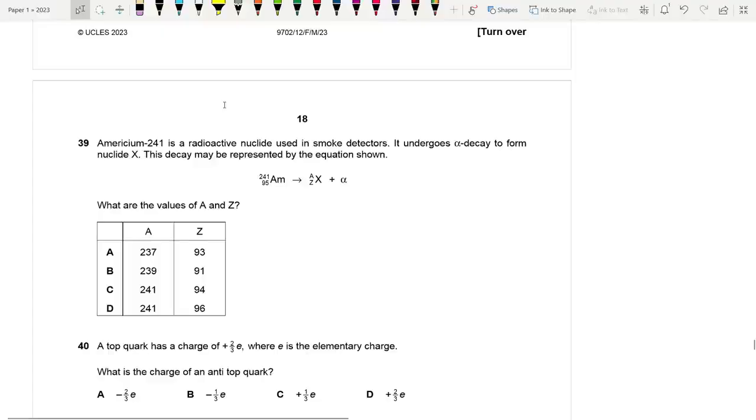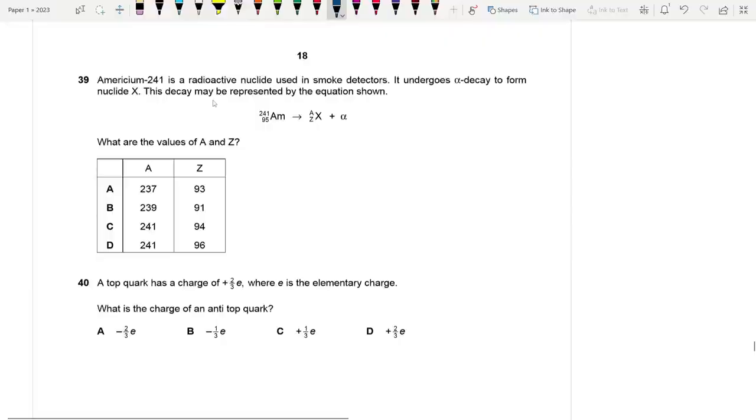39. Americium, I guess that's how it's said, is a radioactive nuclide used in smoke detectors. It undergoes alpha decay. So after alpha decay, we know that the alpha particle is a helium nucleus, and this all has to be conserved. So 241 minus 4 is actually 237, and 95 minus 2 is 93. So it's 237, 93. 39 is A.